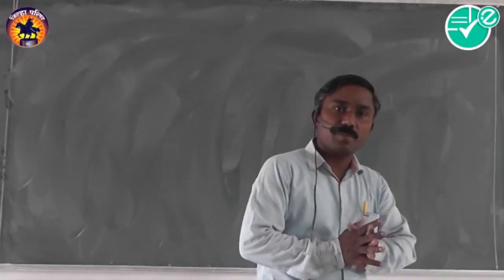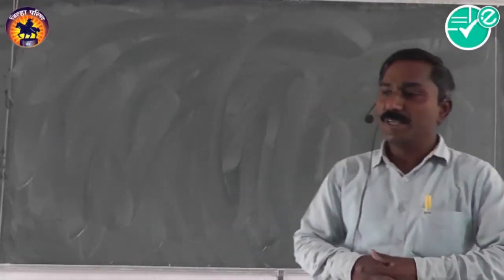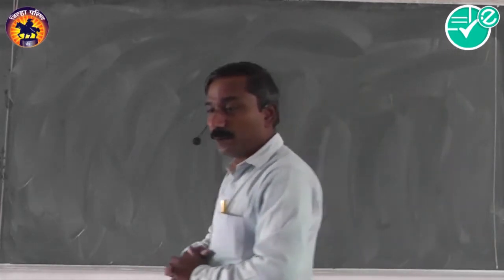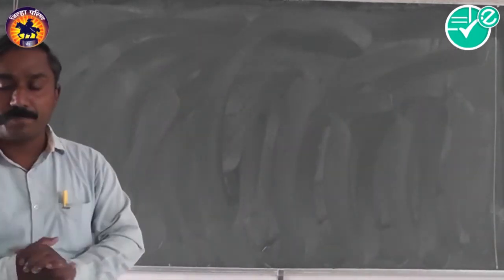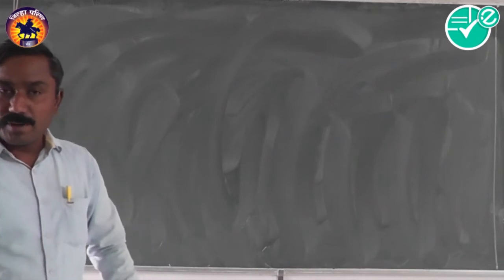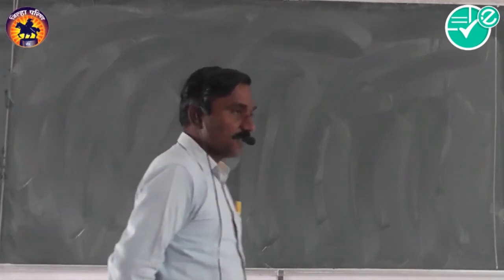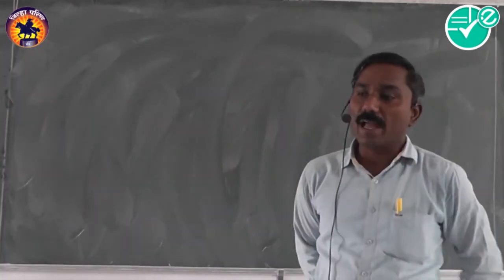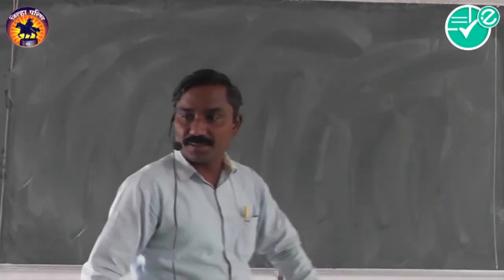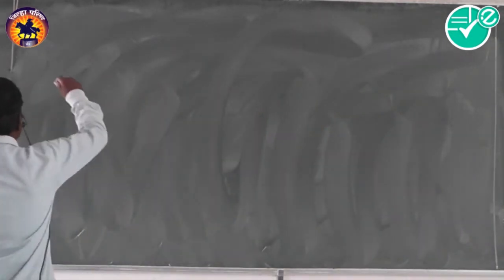Now we have seen some important points on three-dimensional geometry. Now our next and last important point is the angle between two lines.